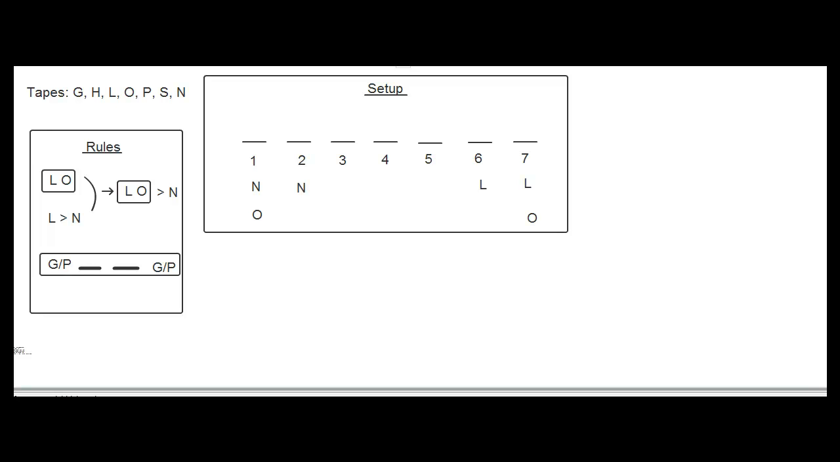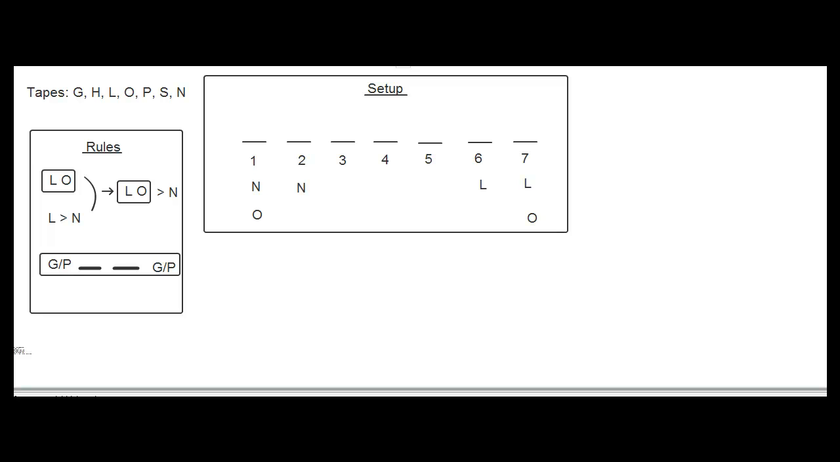All right, so with this setup, let us look at the questions and hopefully most of them won't be too difficult. There may be a few tricky ones in there somewhere. Let's get started. Number one says, if G is played second, which one of the following tapes must be played third?